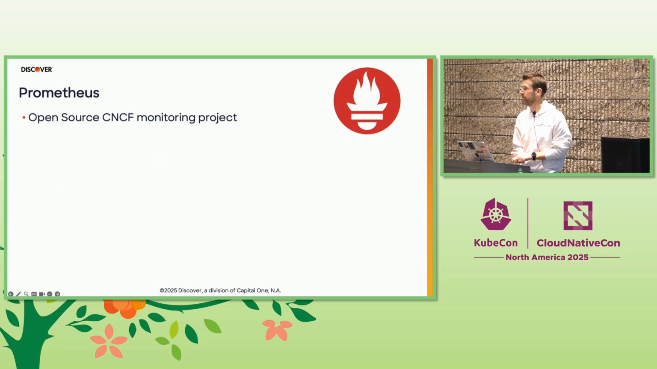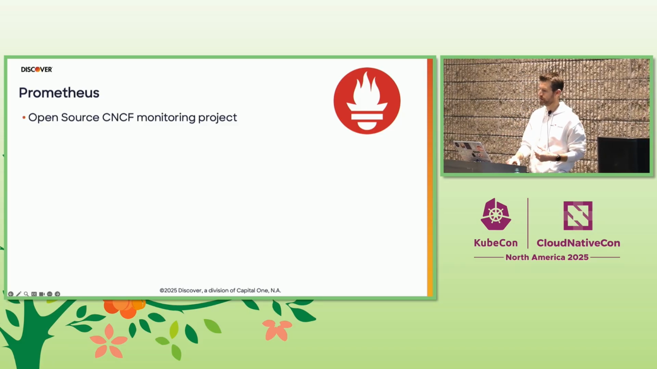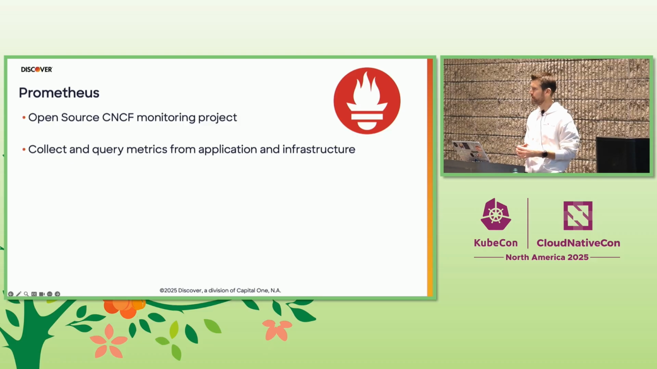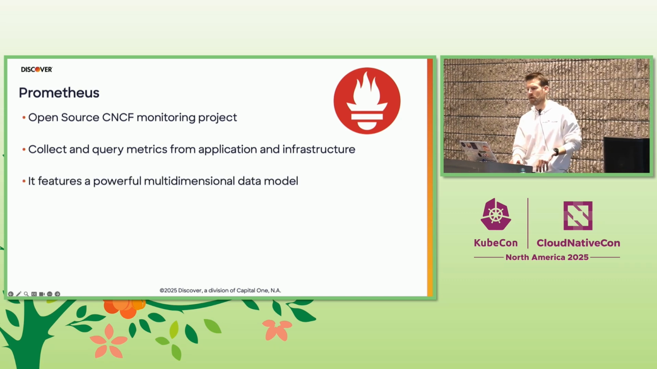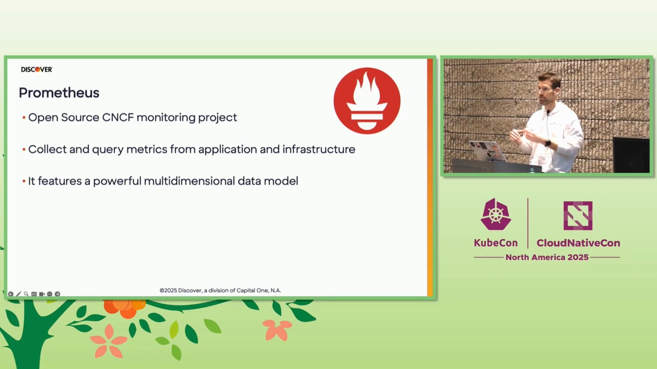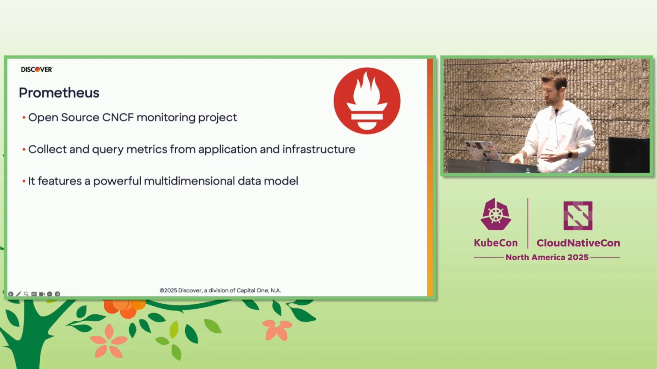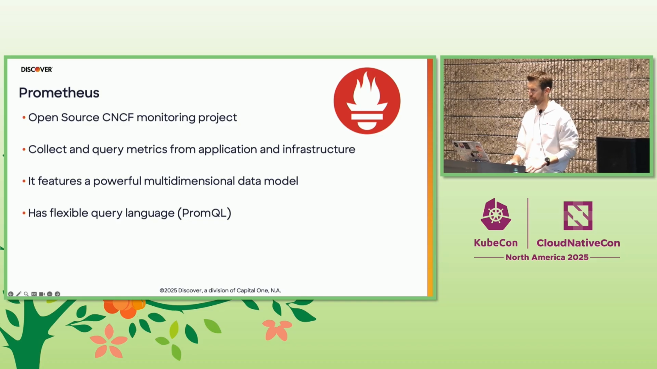I'm sure most people here are familiar with Prometheus, but if not, it's another CNCF project that's used for monitoring. It's really popular with infrastructure, but you can collect metrics from applications as well. Many Kubernetes clusters will install Prometheus within it. And it has a very powerful multi-dimensional data model. So you can tag your metrics with any number of tags, and then whenever you write your queries using PromQL, it's easy to kind of filter down to the exact metrics that you need based on your requirements.